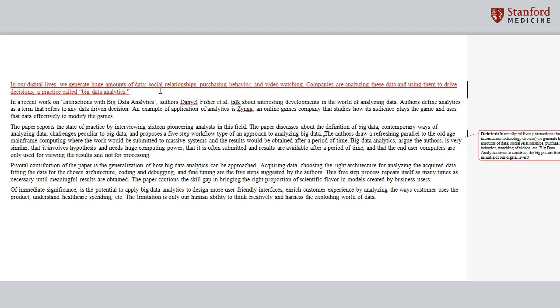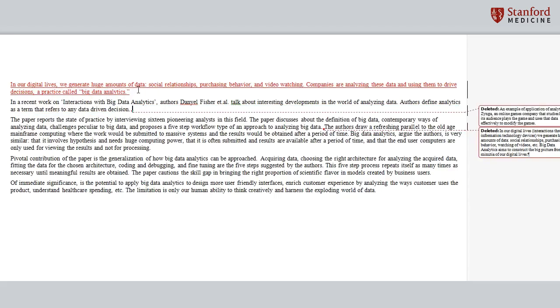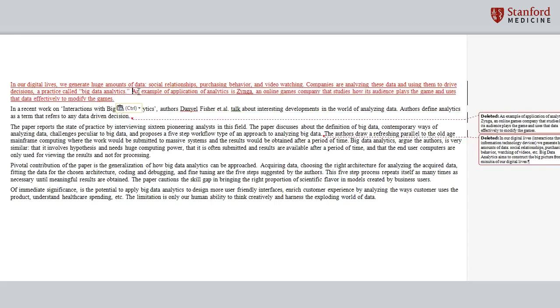So now you know that this paper is going to be about big data analytics, but you have a better sense of what exactly big data analytics is. And then we have this nice example about this online company, Zynga. So let's just move that up to the first paragraph. It's always good to use a really concrete example, as they have here.